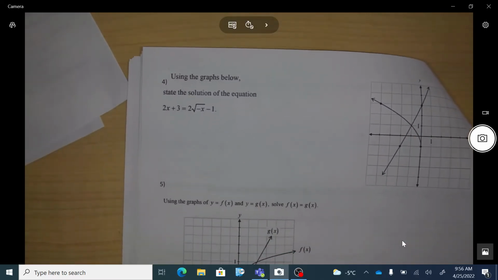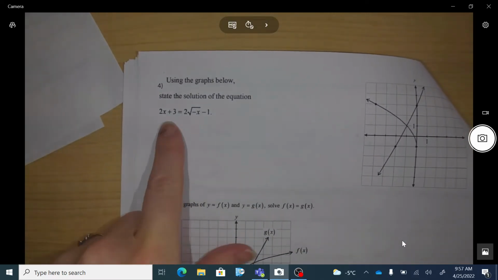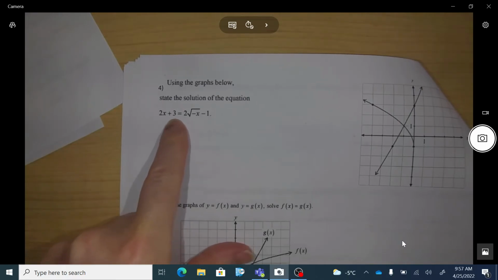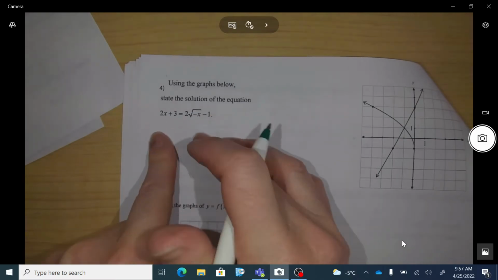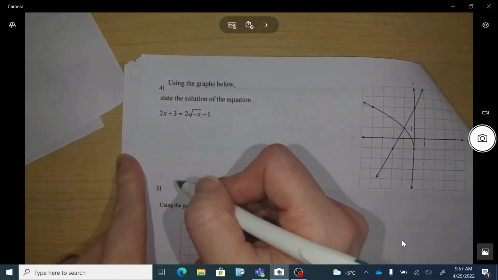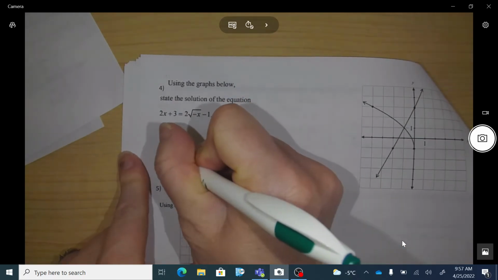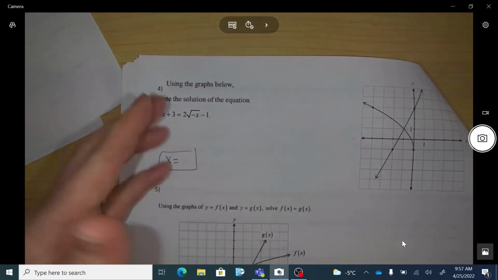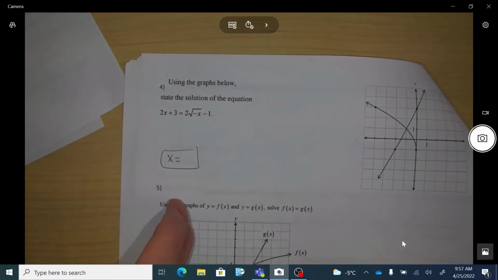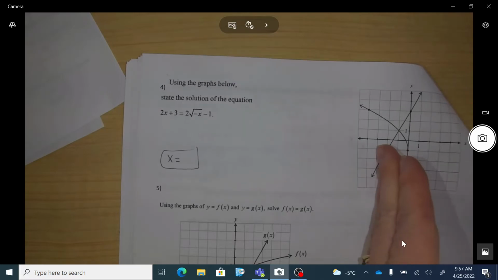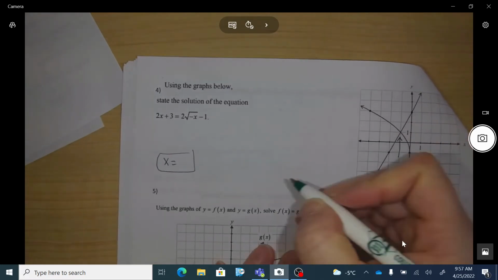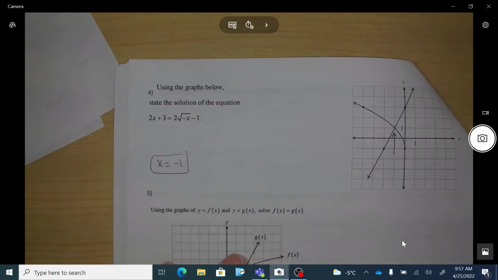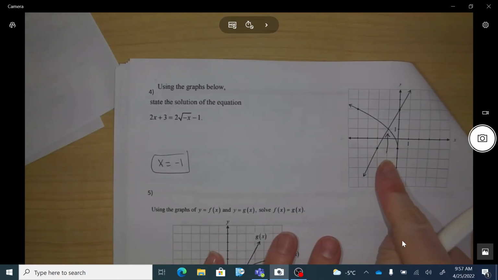Using the graphs below, state the solution of the equation. So where does this, which is the line, equal this, which is the radical? So if you were to algebraically go solve this, you would need an answer of x equals something when you solve that equation. But if I use the graph, where does this equation equal this equation? Right here. So the answer would be the x value of -1.